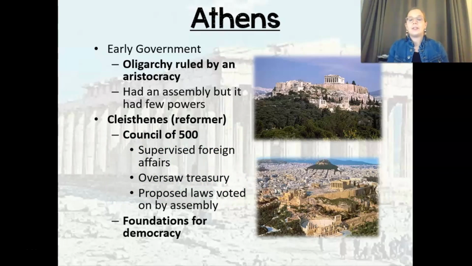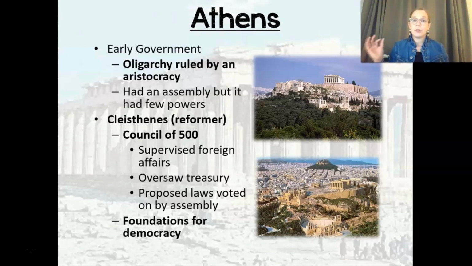Now, Cleisthenes sets up something called the Council of 500, and that is a group that's in charge of supervising any affairs with outsiders, so foreign affairs. And this is very different from Sparta, because remember, Sparta was isolationist. They didn't want anything to do with outsiders. So this is very different, and it gives them a lot of opportunities that Sparta doesn't necessarily have.